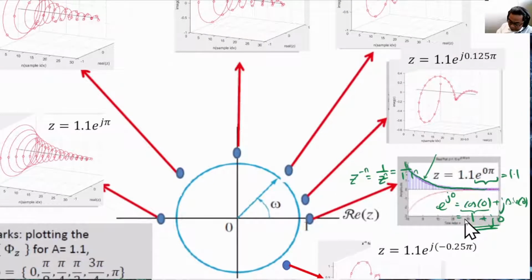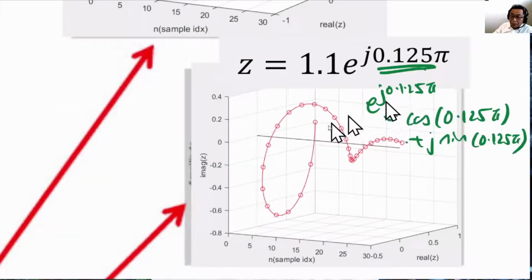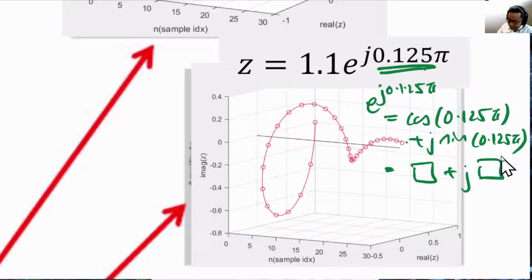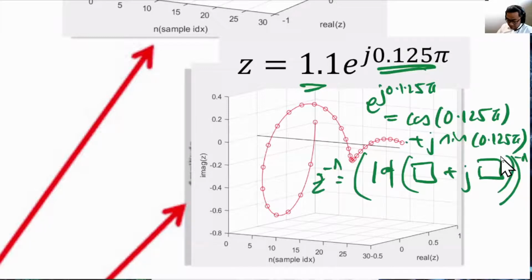Now, let's study the second one, where we have 1.1 e^(j0.125π). So we open up e^(j0.125π) and express it using Euler's formula, cosine 0.125π plus j sine 0.125π. So this time we have some real number plus j times some real number. Altogether, they are multiplied by 1.1 in the front, and to the power of minus n for z^(-n). You work out the values, you will realize that each is a complex exponential that is decaying as n is increasing, and the complex exponential is rotating clockwise.